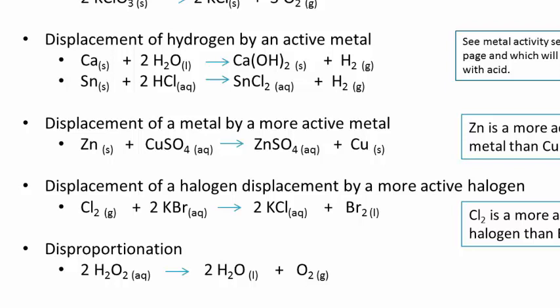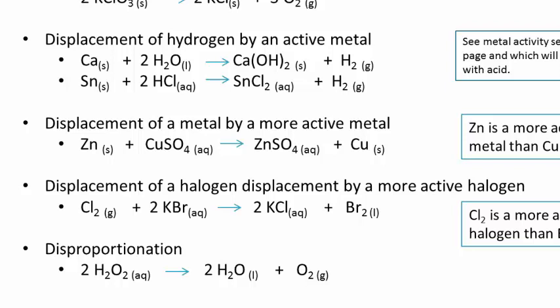So, consider the second to last reaction, where we have chlorine gas reacting with potassium bromide. Chlorine is a more active player, and if it sees an opportunity, it will move in and displace bromide, converting bromide to bromine, to liquid bromine. So chlorine can then hook up with potassium to form potassium chloride.